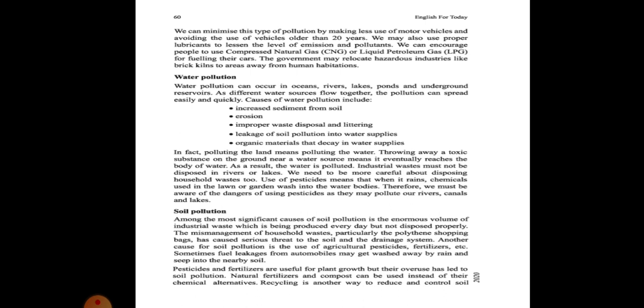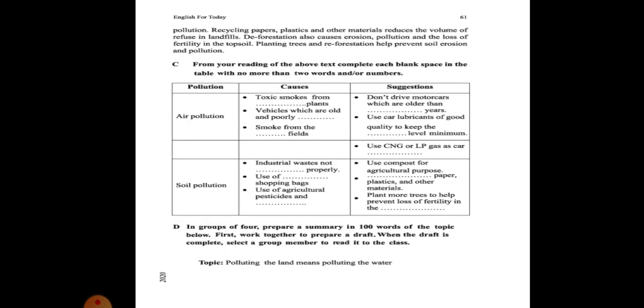Now this is a very important word: recycling is another way to reduce and control soil pollution. Yes, we can remain conscious and aware of soil pollution by recycling. Recycling papers, plastic and other materials reduces the volume of refuse in landfills. Deforestation, the opposite meaning of afforestation, also causes erosion, pollution and the loss of fertility in the topsoil.